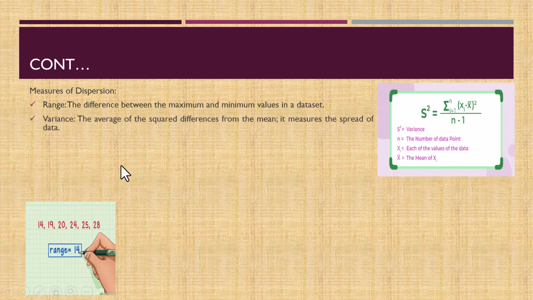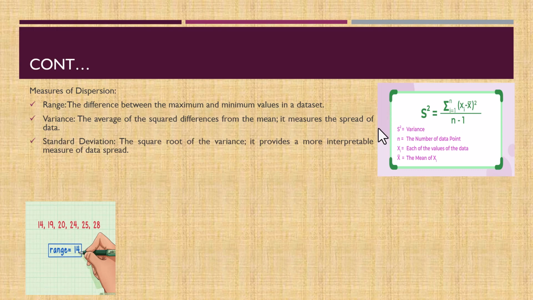So we have the variance. Variance is the average of the squared differences from the mean. It measures the spread of data. As you can see in this formula here, you can see as well described in the definition that it is the squared differences from the mean. So we have standard deviation, which is the square root of the variance, and it provides a more interpretable measure of data spread.